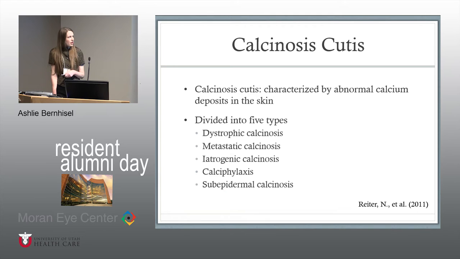And then you have iatrogenic calcinosis, most classically with giving IV calcium gluconate or calcium chloride, which was used back in our medicine days, I don't know if any of you remember this, to stabilize the cardiac conduction system in situations of hypermagnesemia or hyperkalemia. Calciphylaxis almost exclusively occurs with end-stage renal disease and dialysis, when you have deposition in the small vessels in the skin and end up with necrosis. The last one is subepidermal calcinosis, which is idiopathic and what I'm going to be spending most of the time talking about today.